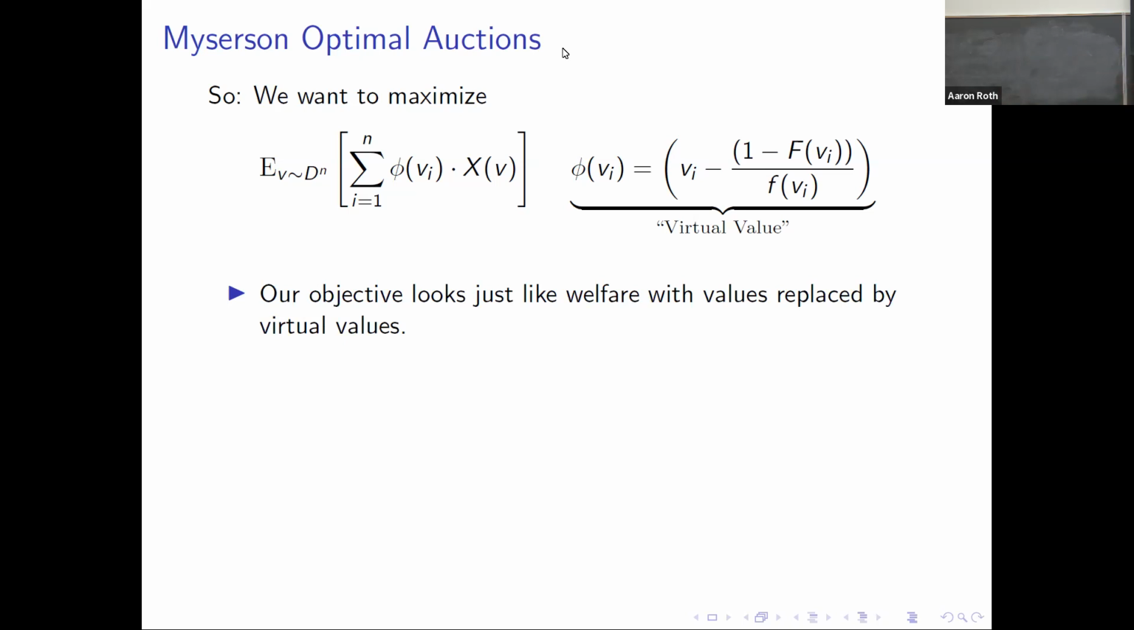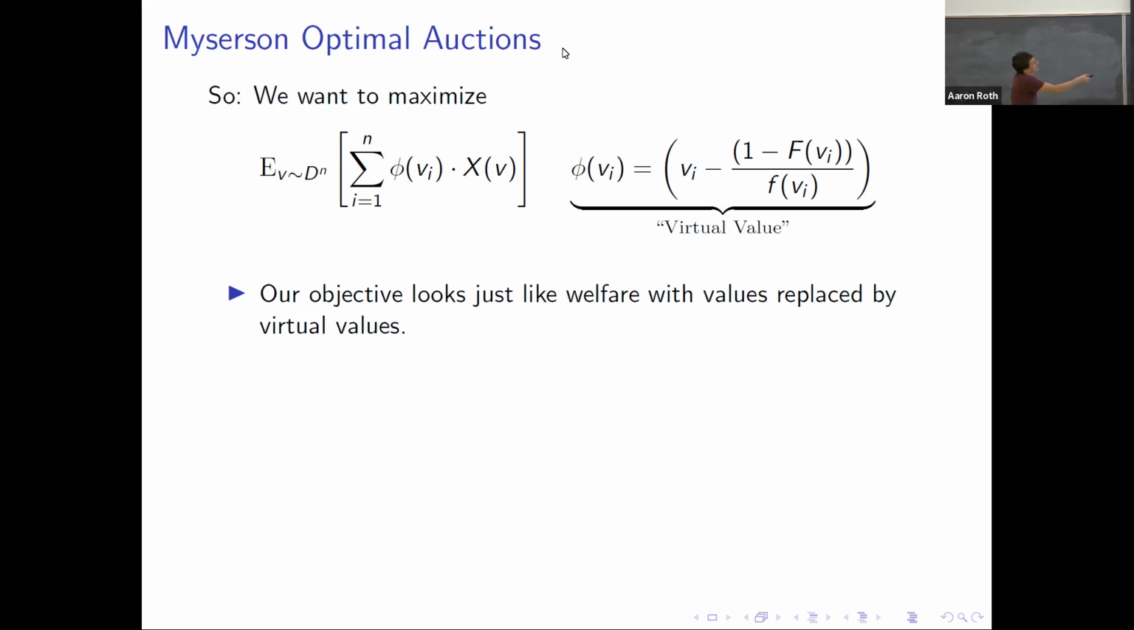We started out wanting to maximize revenue, but we've gotten to a place that looks a whole lot like maximizing welfare. What's maximizing welfare? Well, it's giving the item to the person who has the highest value. So this is the welfare maximization problem, just with values replaced with virtual values.